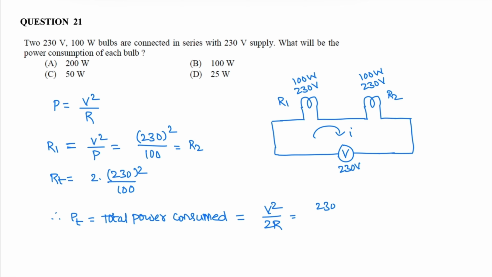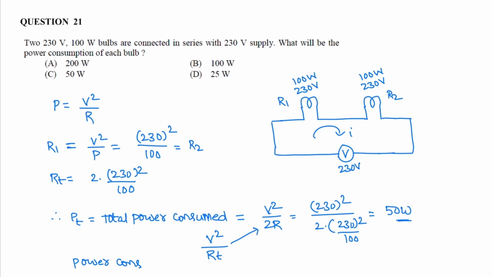So V square is 230 whole square by 2R. So we can also write total power consumed is V square by total resistance RT. RT is 2R here, 2 into 230 whole square by 100. Its value is 50 watt. This is the total power consumed by both the bulbs. Now power consumed by each bulb.